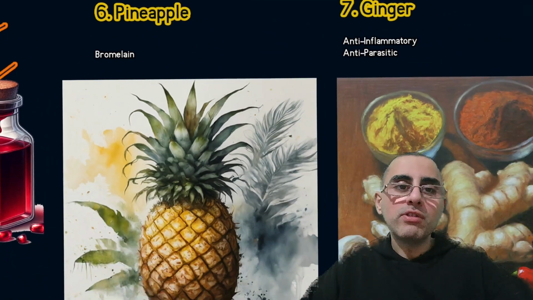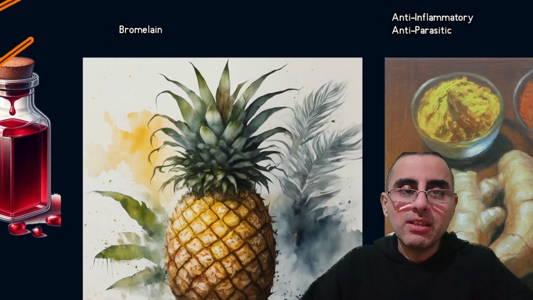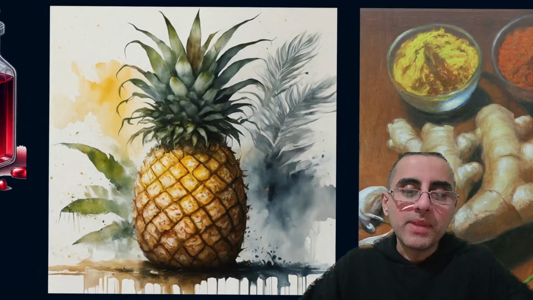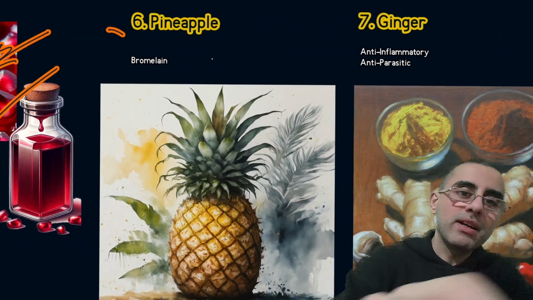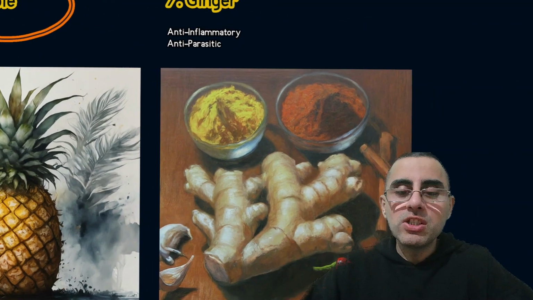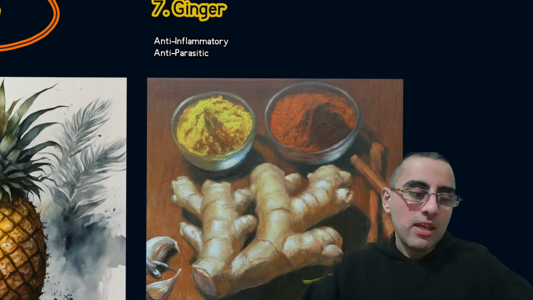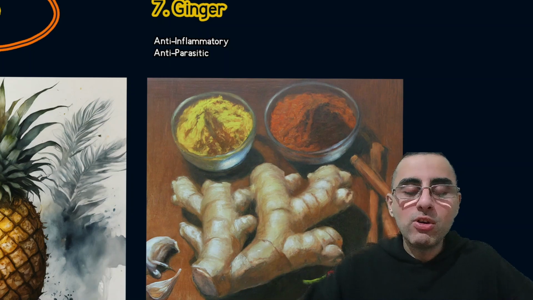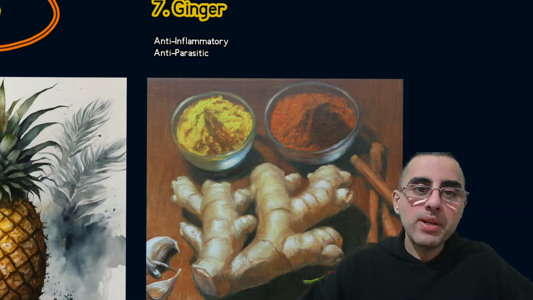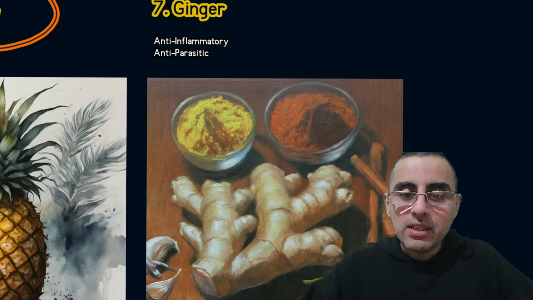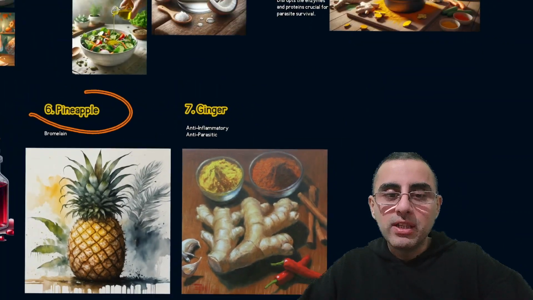The sixth most common food used as an antiparasitic is pineapple, but pineapple's action is weak. It contains bromelain, and it's a very tasty fruit, but it's not a strong antiparasitic. And seventh is ginger. Ginger is well known in traditional medicine for centuries, and it is used successfully. So it has a long history, but not strong evidence. But it still has anti-inflammatory action, antiparasitic action, and it is used also in traditional medicine and in culinary use also.